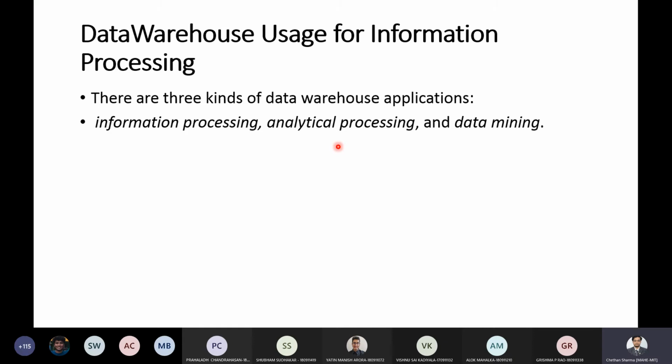So it generally operates on historic data, both in summarized as well as detailed forms. So what is the major strength of analytical processing over information processing? The major advantage of analytical processing over information processing is the multi-dimensional data analysis. Here information processing might not be multi-dimensional, but here it is the multi-dimensional data analysis of your data warehouse data.